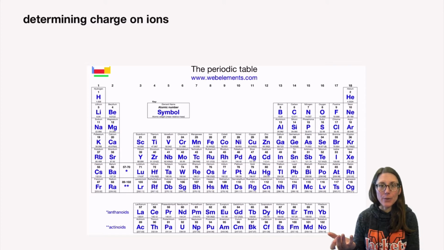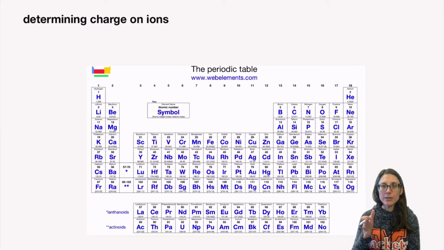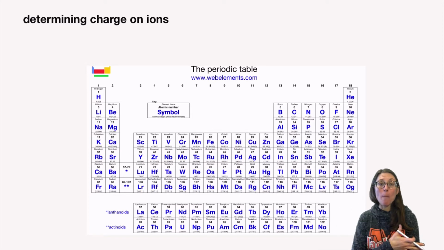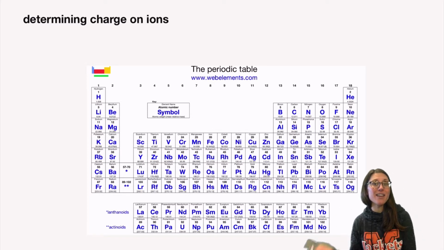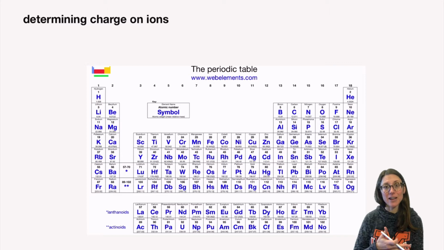Well, how are you going to know? Okay, so here's the deal. You can actually figure out what kind of an anion or cation will form by looking at the periodic table. In general, metals form cations and nonmetals form anions.